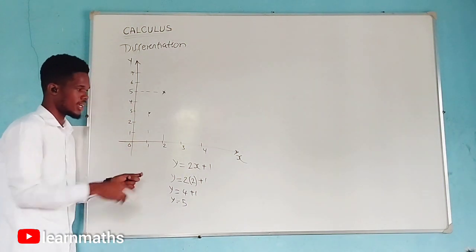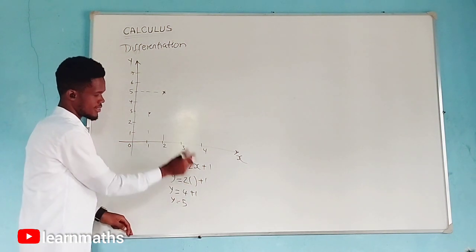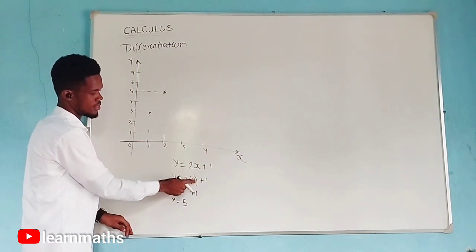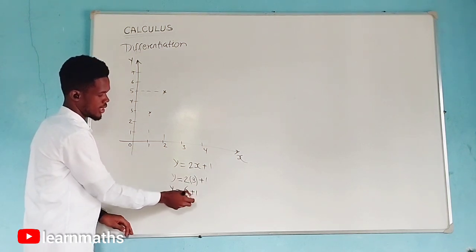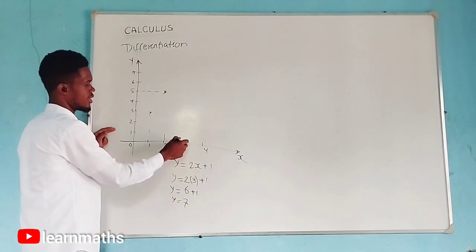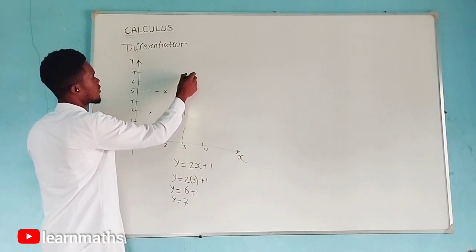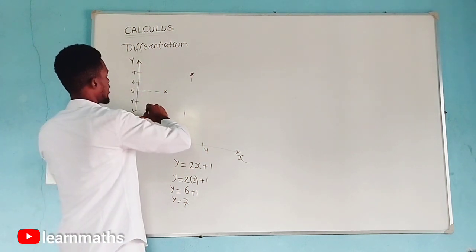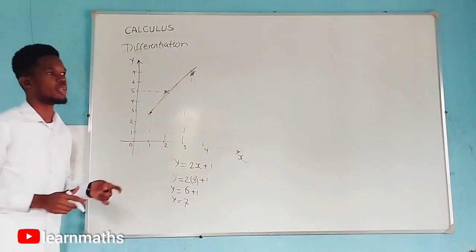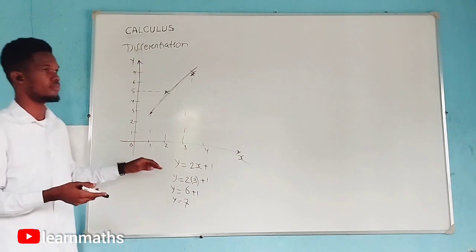Lastly, let's take 3 as the last value for x. When x is 3, what will be the value of y? 3 times 2 is 6, plus 1, that's 7. So when x is 3, y is 7. So join these points with a straight line. Don't mind my graph, it's not perfect, but let me see if I can use it to explain the point.